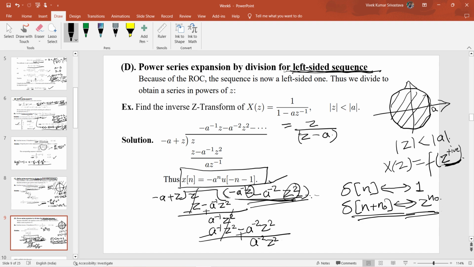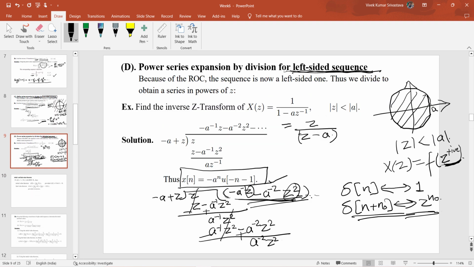So here I have shown that by using all these different methods we can easily determine the inverse Z transform if x of z is given to us. If you have any doubt here, then please ask. Any doubt? No, sir. Please go ahead.